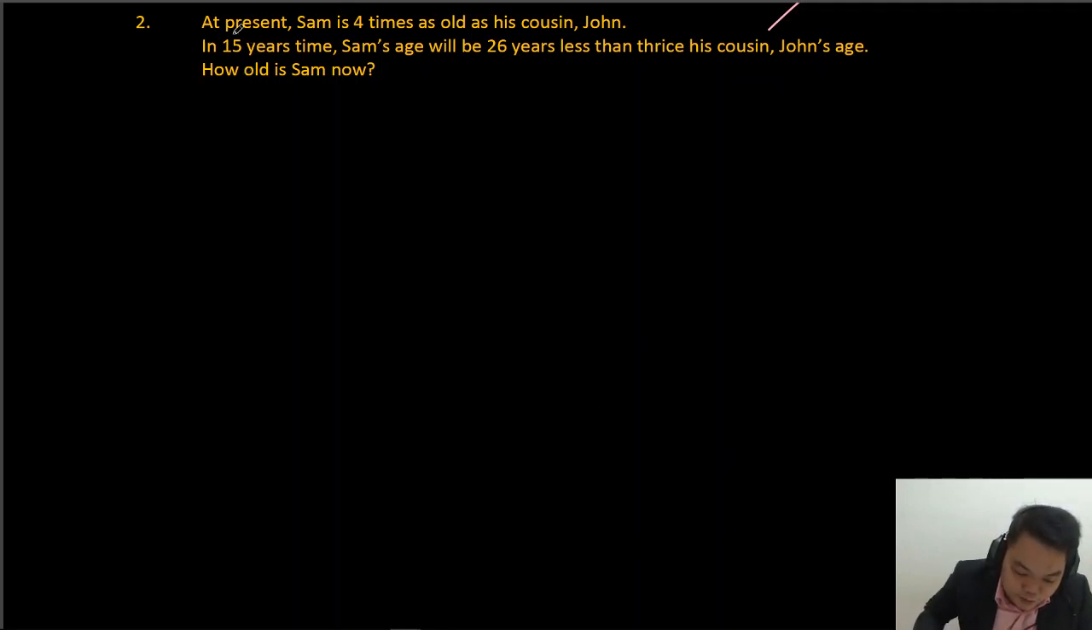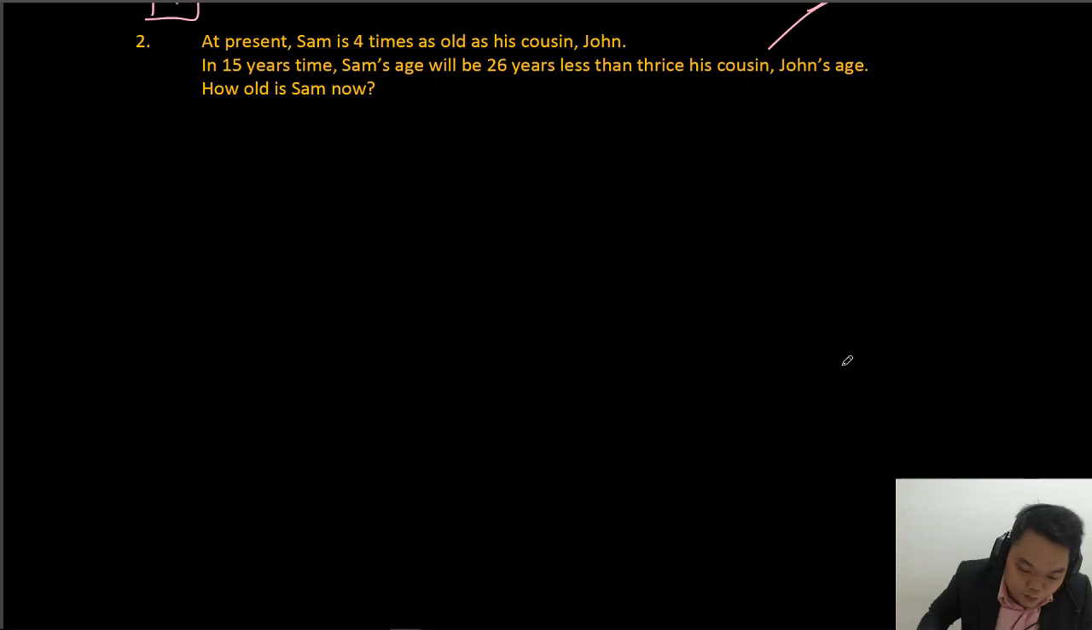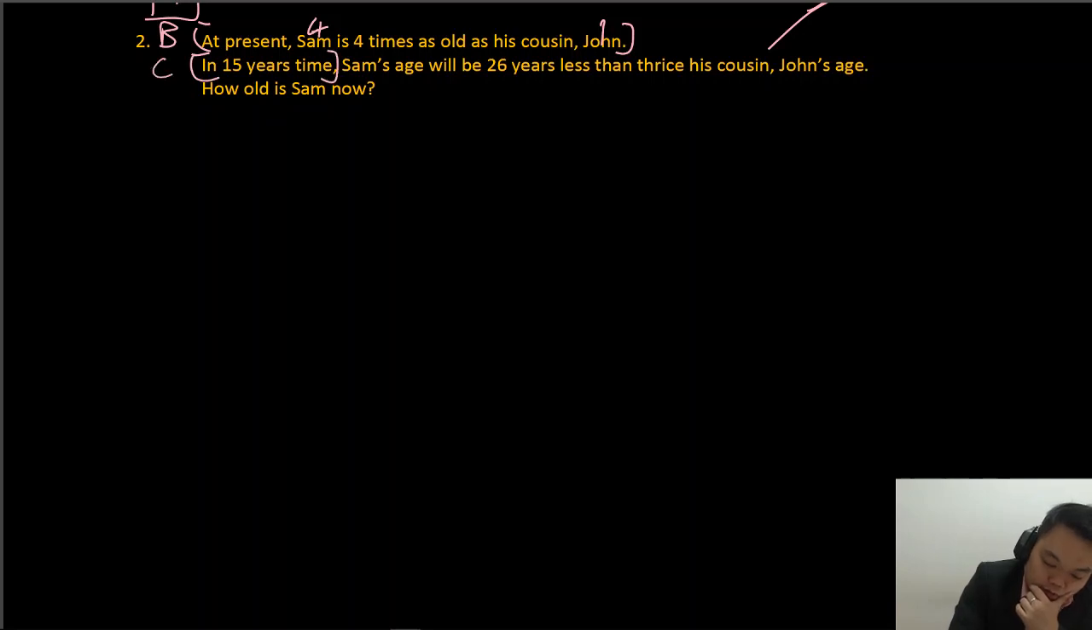So over here, at present, Sam is 4 times as old as his cousin, John. Now in 15 years' time, Sam's age will be 26 years less than thrice of his cousin John's age. How old is Sam now? Let's break this down first. This is your before, this is your change, and this is your after.